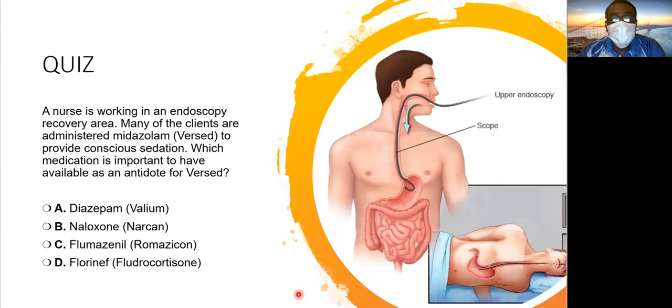Answer C is actually correct. Versed is used for conscious sedation. It's also an anti-anxiety agent. And the antidote for Versed is Romazicon, which is also a benzodiazepine. So A, B, and D are not used as antagonists for Versed. However, answer B is the antagonist for narcotics. So you also need to know that naloxone is an antagonist for narcotics.